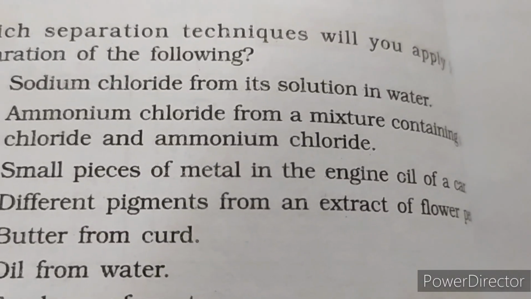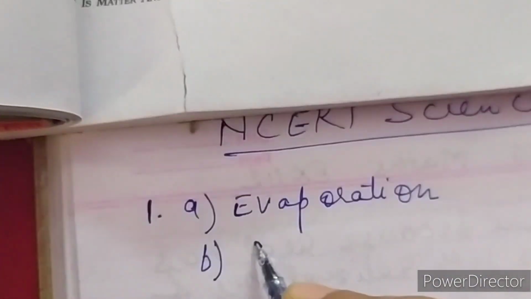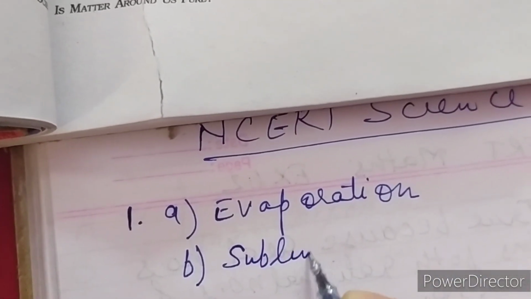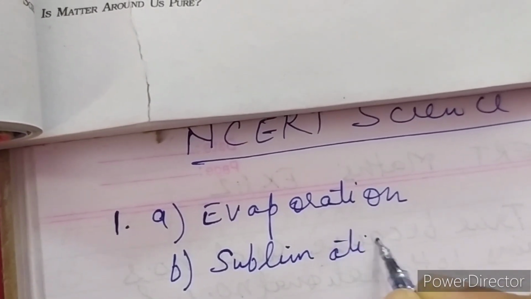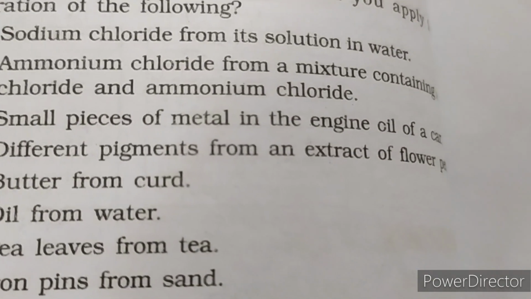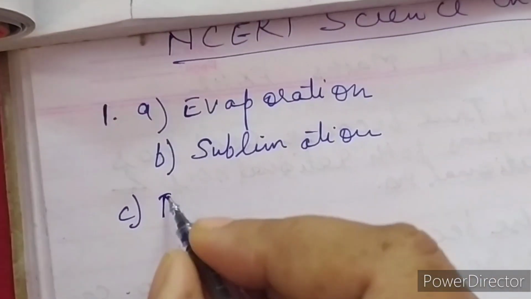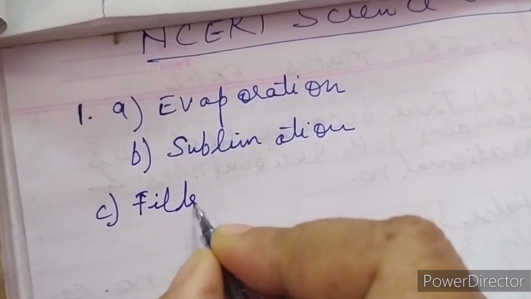Ammonium chloride from a mixture of ammonium chloride and sodium chloride. Ammonium chloride is a sublimable solid, so the method involved for separation is sublimation. C is small pieces of metal in engine oil. That is very simple. By filtration we can separate, because one is a liquid and one is a solid substance.